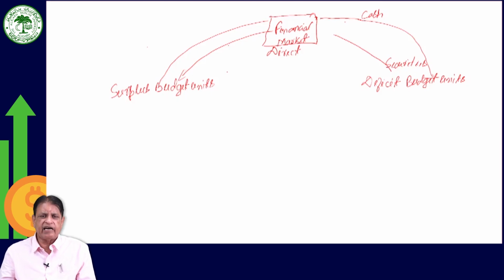Then there is an indirect method. In the indirect method, there are some middlemen who stand between the surplus budget units and deficit budget units. What they do is collect funds from the surplus budget units and make these funds available to the deficit budget units. Since these middlemen operate in the financial market, we call them financial intermediaries.